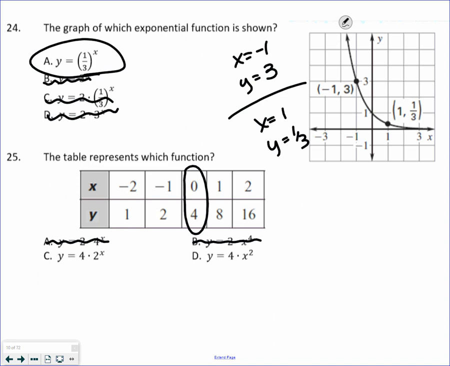C, 0 for x, I get 4. So that's a possibility. And then D, 0 for x, 0 squared times 4. So again, the only one that gets you that... Now you could check other values if you want, like plug 1 in, see if you get 8. Plug 2 in, see if you get 16. Again, it should work for every single x, y coordinate.